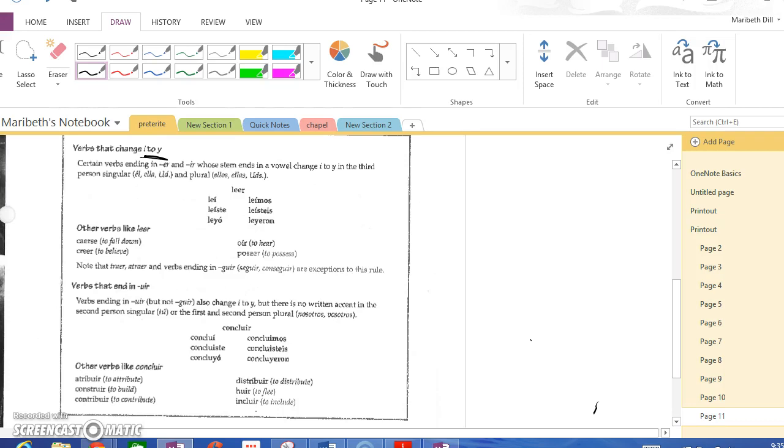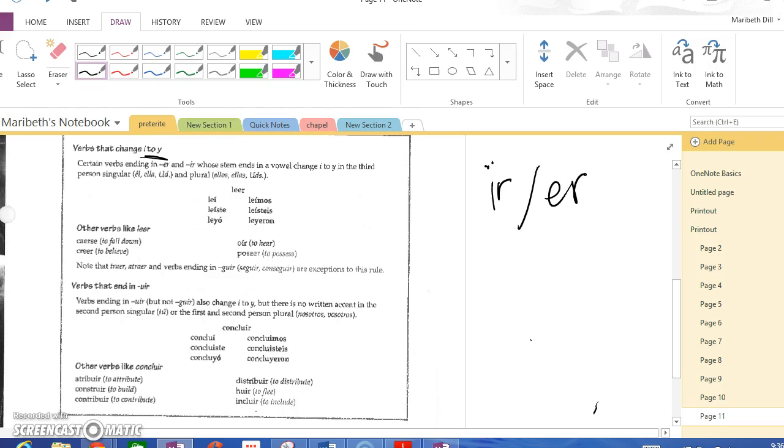It's pretty logical. If you notice the verbs that do this, verbs like leer, caer, creer, oír, poseer, and then verbs that end in uir, like concluir, atribuir, construir, contribuir again, distribuir, huir, and incluir. So if you notice these verbs, they're all either IR verbs or they are ER verbs. Okay, so that's what we're dealing with.